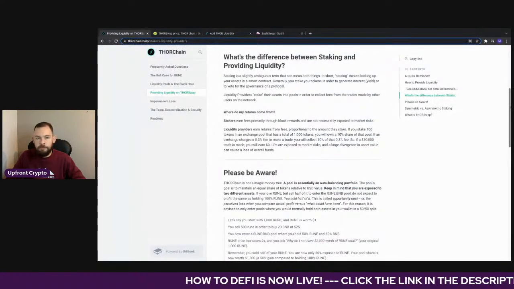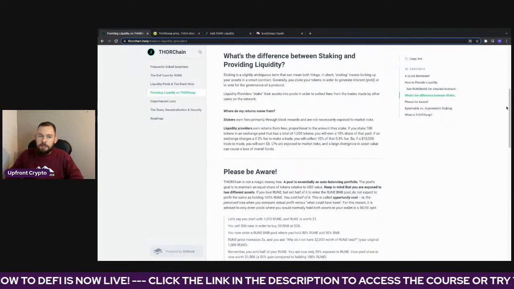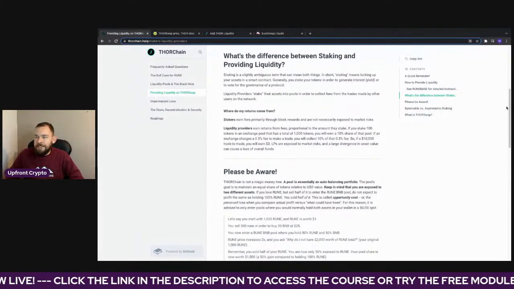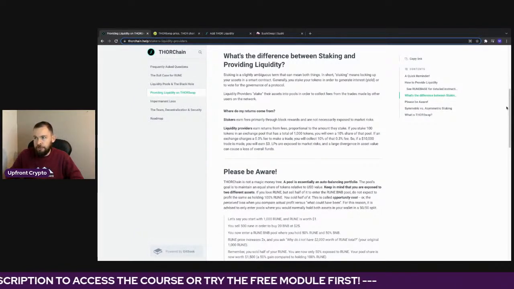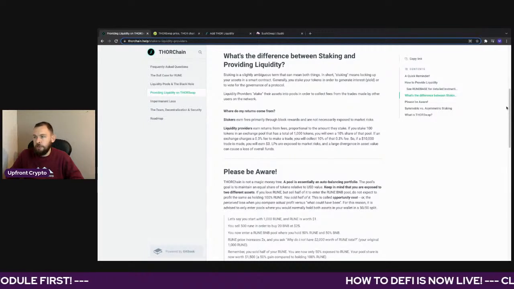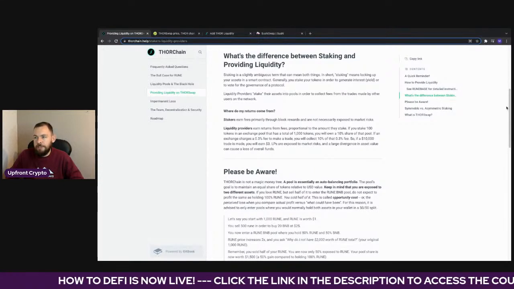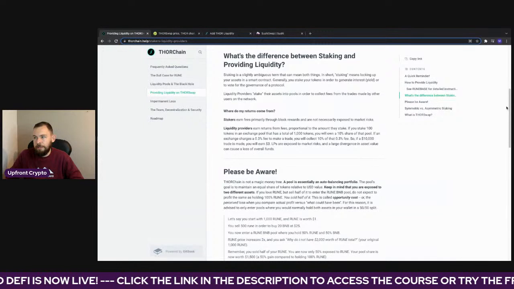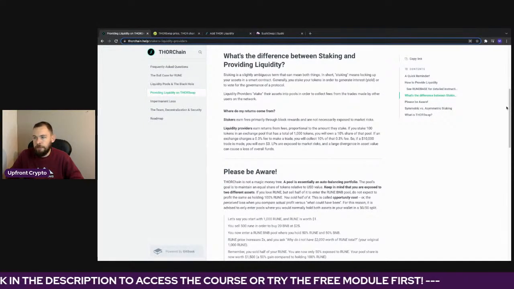So if we look on here, this is on the THORChain website. What's the difference between staking and providing liquidity? Staking is a slightly ambiguous term that can mean both things. In short, staking means locking up your assets in a smart contract. Generally, you stake your tokens in order to generate interest or yield, or to vote in the governance of a protocol. Liquidity providers stake their assets into pools in order to collect fees from the trades made by other users on the network.